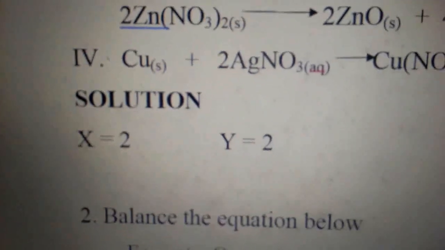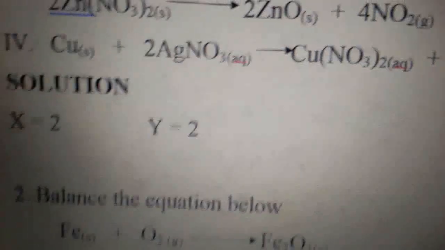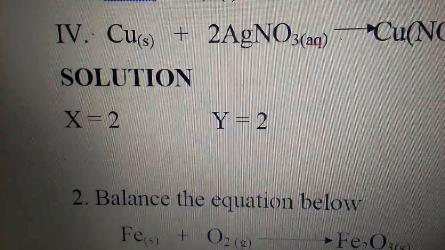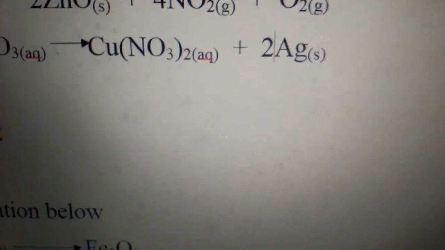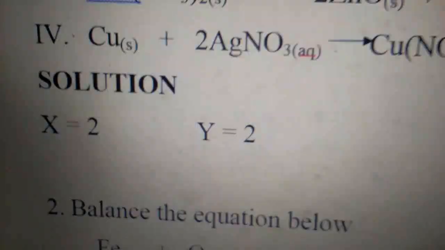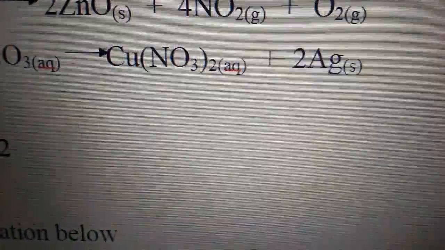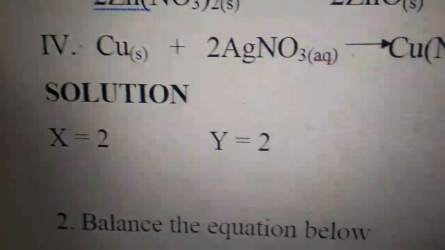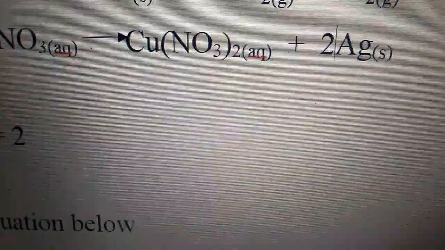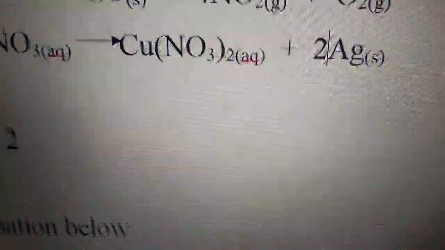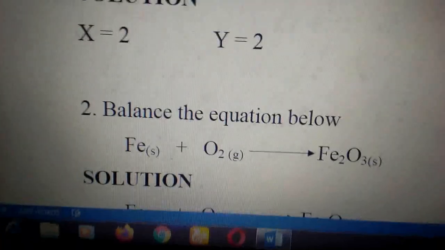So you check very well. Copper is 1 atom on the left hand side, copper is 1 on the right hand side. Silver is 2 atoms on the left hand side, 2 on the right hand side. Nitrogen is 2 times 1, 2 on the left hand side. Right hand side, in the bracket, 1 of nitrogen times 2 outer gives us 2. Oxygen on the left hand side, 2 times 3 is 6. Right hand side, on copper nitrate, the 2 outside times 3 in bracket gives us 6. So we have a balanced equation.